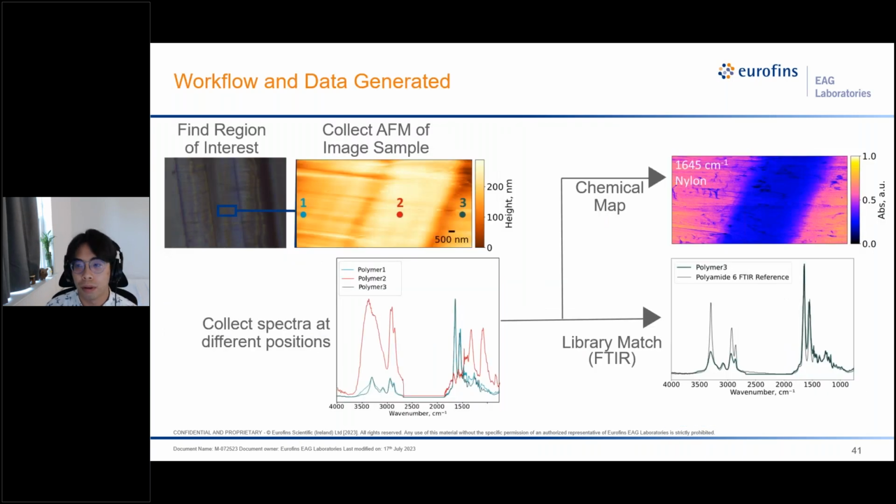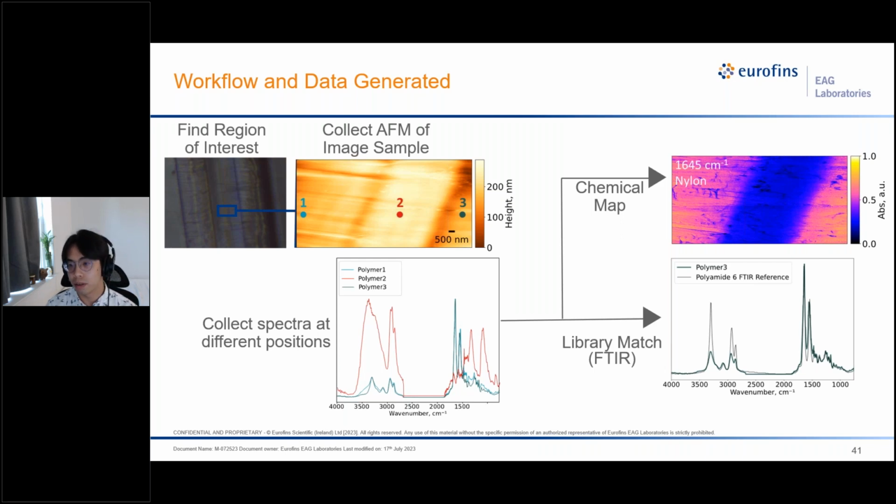The general workflow, or how we generate this data, is that we use the optical microscope on the instrument to relocate or find a region of interest, and then we collect an AFM image of the sample. And then we're able to specify specific locations to park the AFM probe at, upon which we collect the NanoIR spectra.